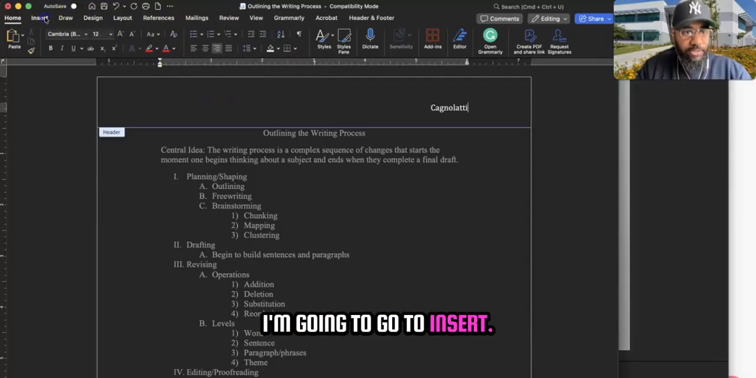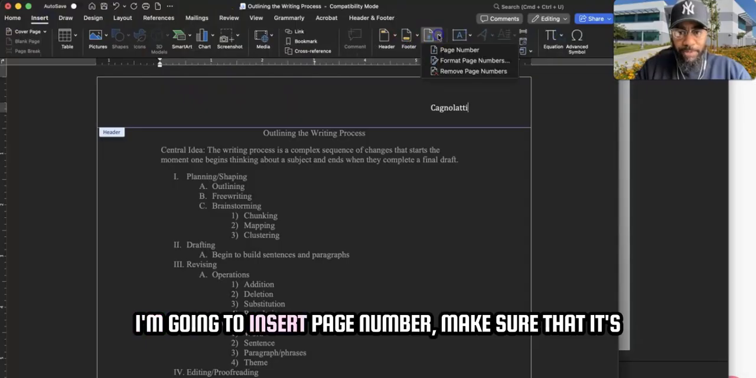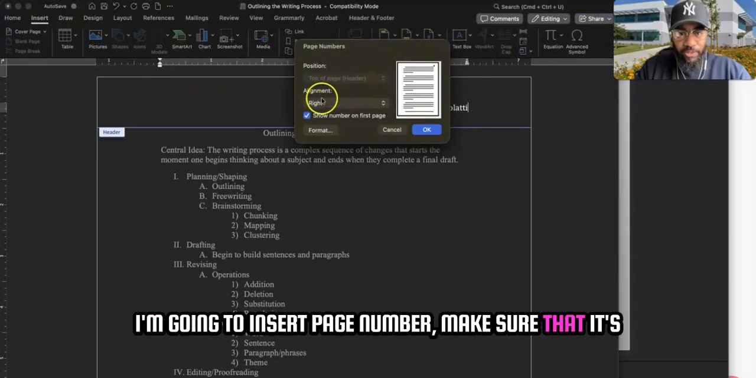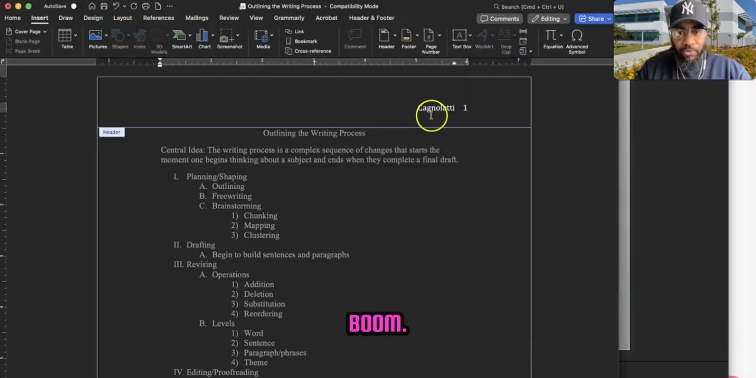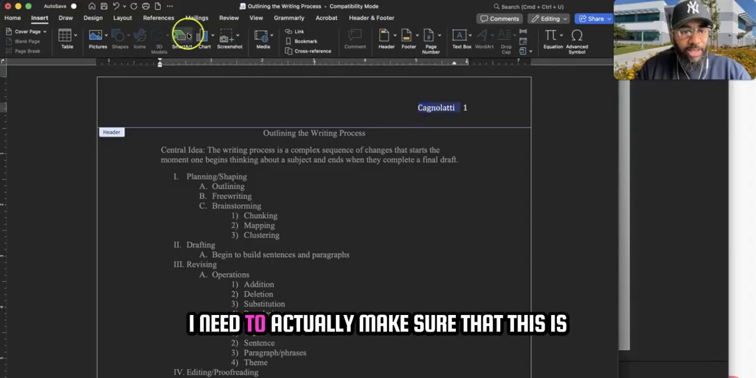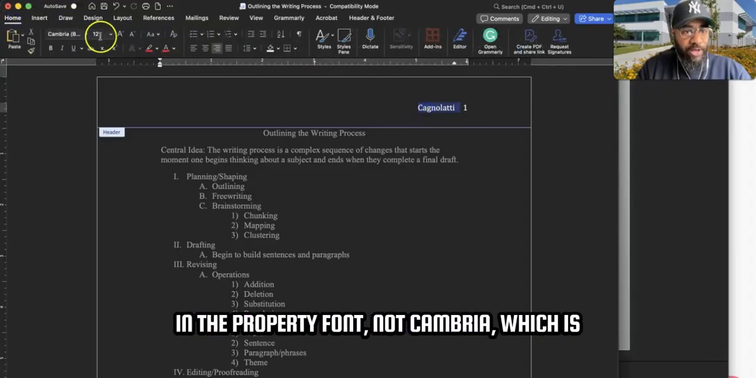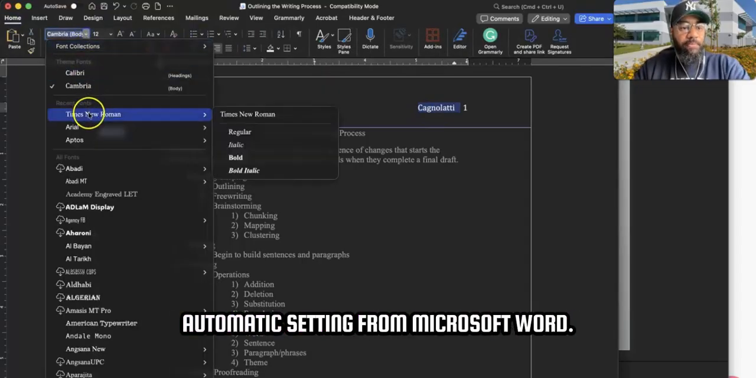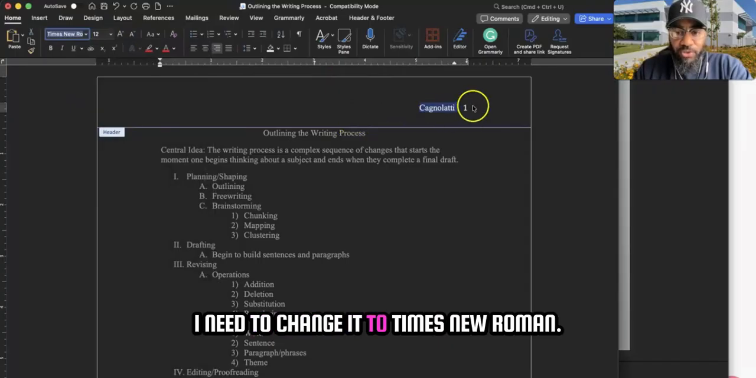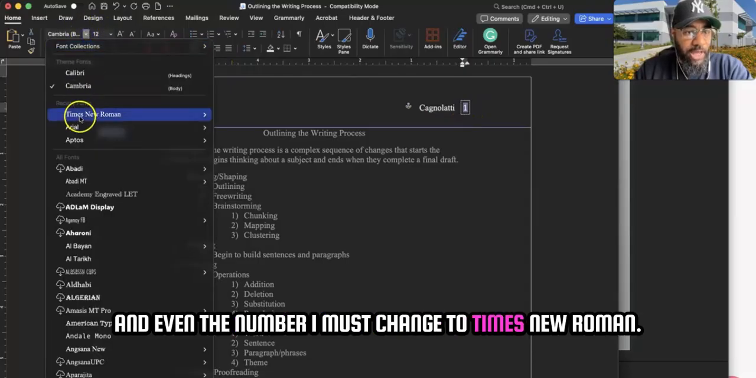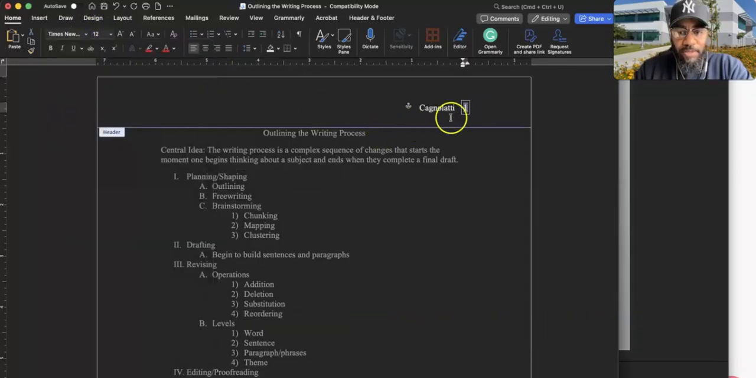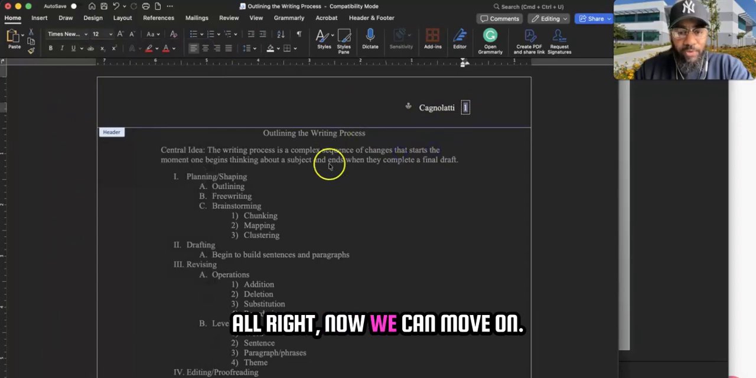I'm going to go to Insert, insert page number, and make sure that it's aligned to the right. Show page number on the first page. Boom, now I'm done. I need to make sure that this is in the proper font, not Cambria, which is the automatic setting from Microsoft Word. I need to change it to Times New Roman, and even the number I must change to Times New Roman. All right, now we can move on.